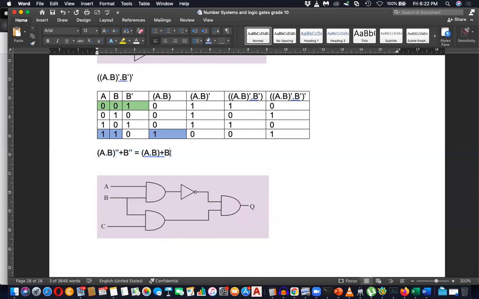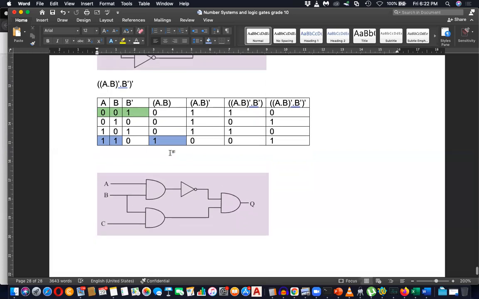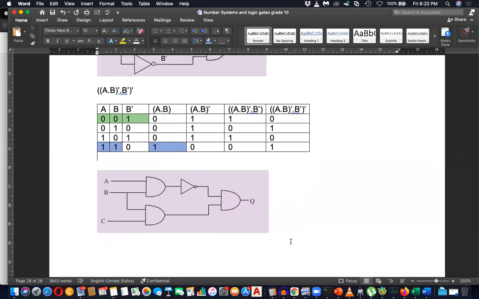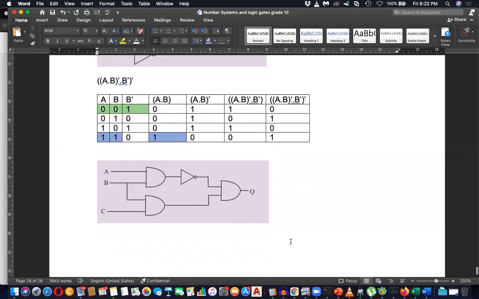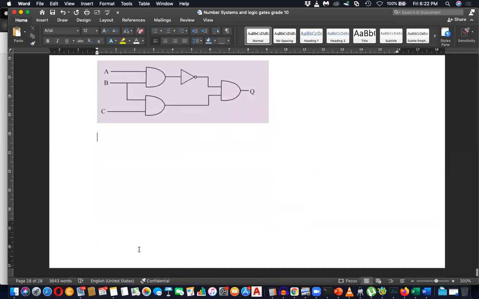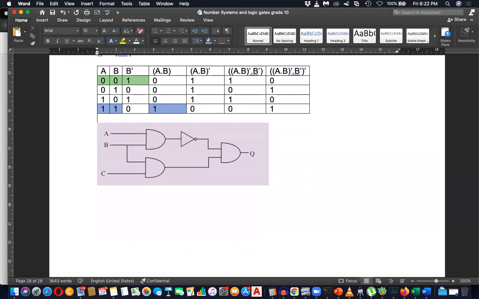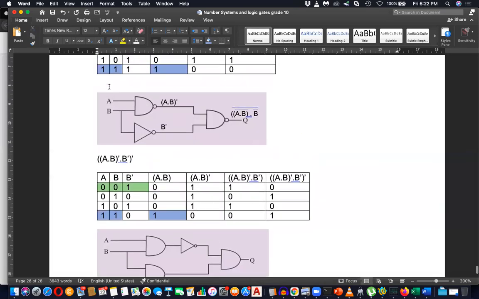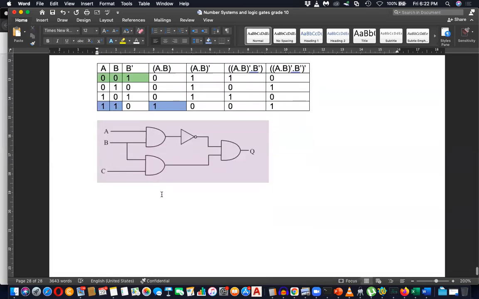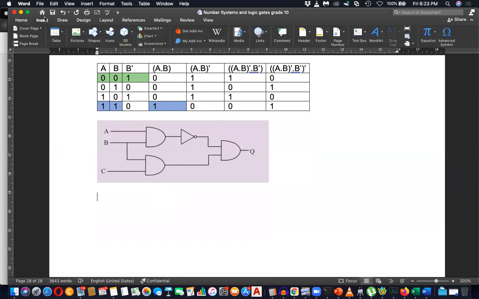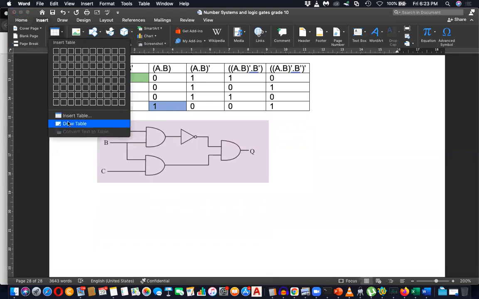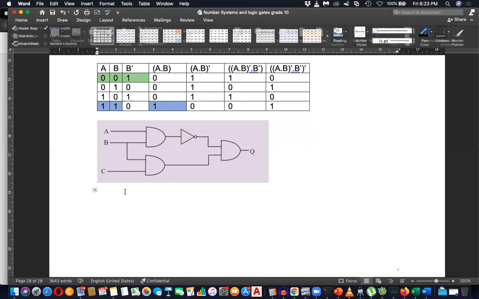Okay. So the next one, for the last one. You have how many inputs? A, B, C. Three inputs. Three inputs means how many combinations? Can anyone tell? Eight combinations, exactly. Correct. Three inputs means eight combinations.